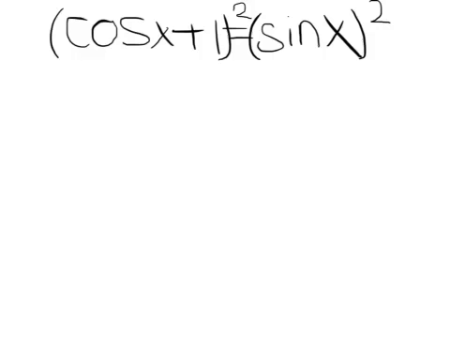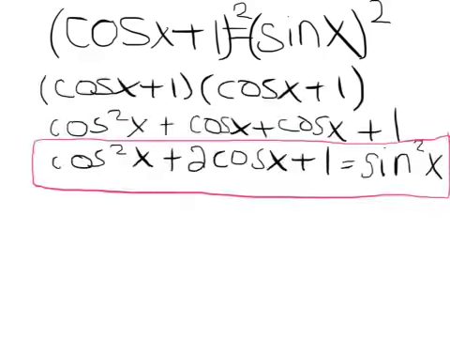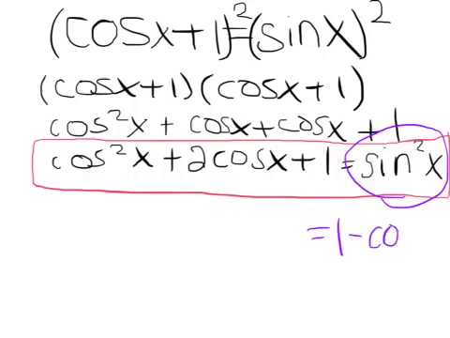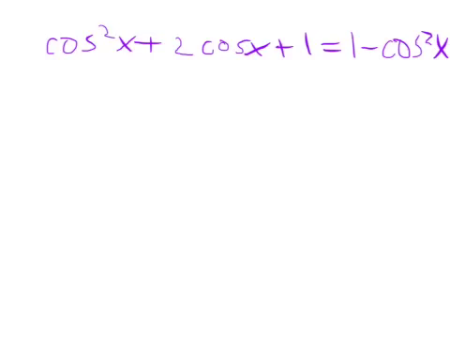FOIL cosine x plus 1, and when you FOIL it, you get this. So this is what I got when I FOILed cosine x plus 1, which becomes cosine squared x plus 2 cosine x plus 1 equals sine squared x. And we know that this is a Pythagorean identity, which is 1 minus cosine squared x. And then we're just going to write this over again. So now we want to subtract the 1.